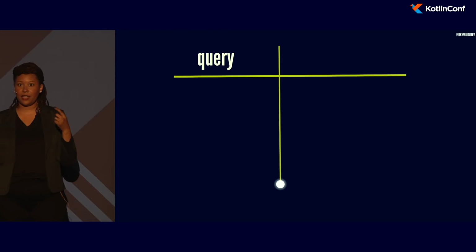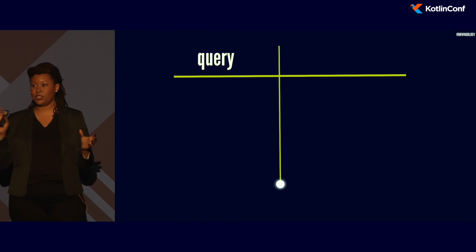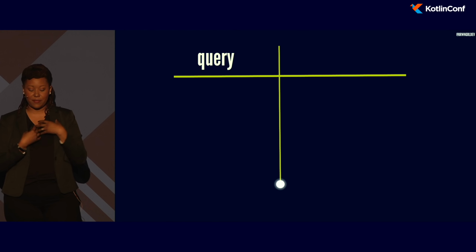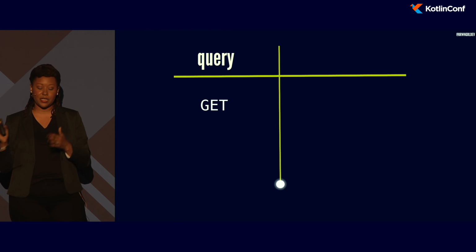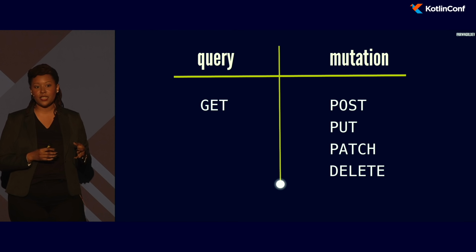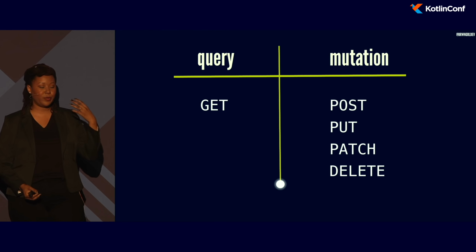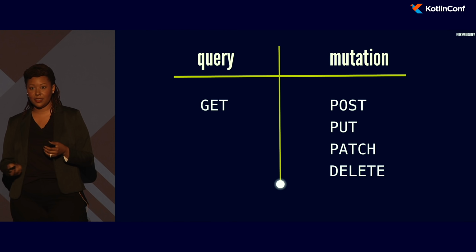If you want to wrap your head around GraphQL versus REST, the best way that I find that it sticks with me is a query in GraphQL is very similar to a GET request in the REST world. And a mutation is basically every single thing else. So post, put, delete, etc.